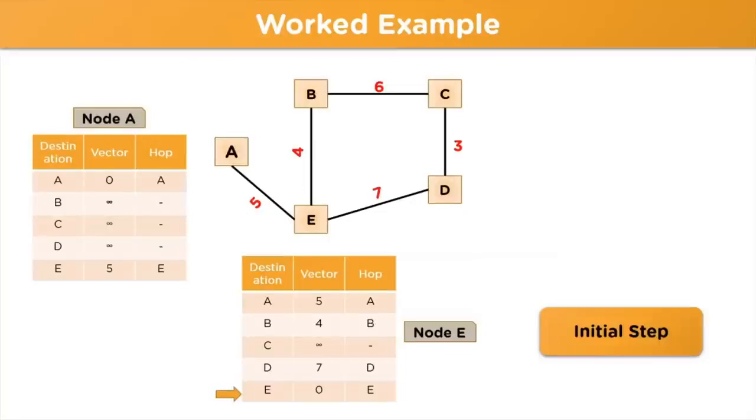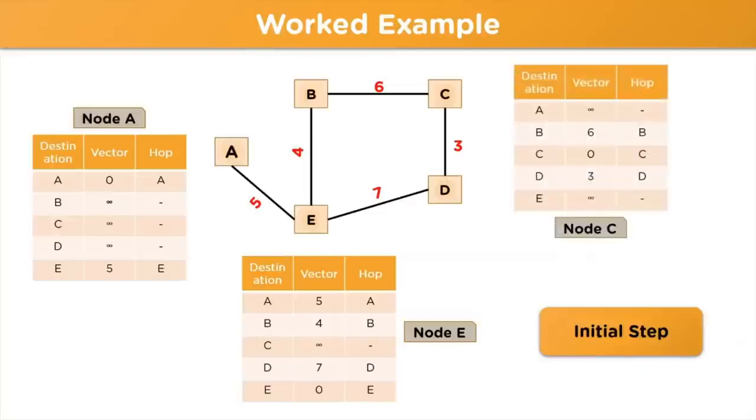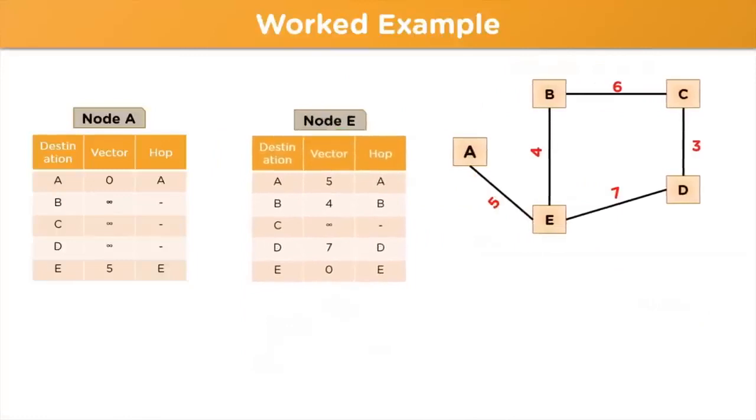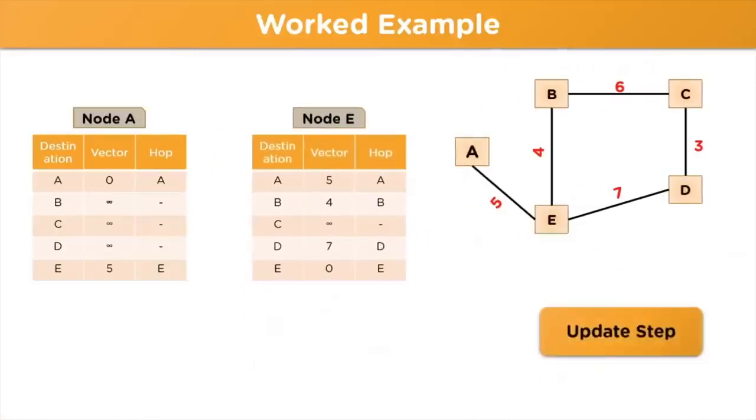Now let's make another routing table similarly for node C. Now using the same steps, you can make the routing table for the remaining nodes, that is node B and node D. Now let's move on to the next step in solving the routing issue. This step is known as the update step.